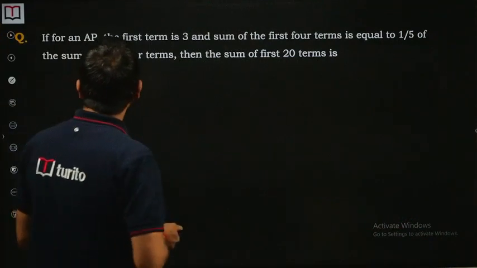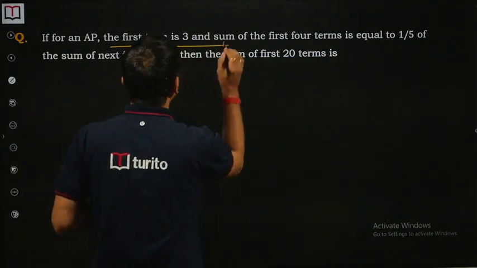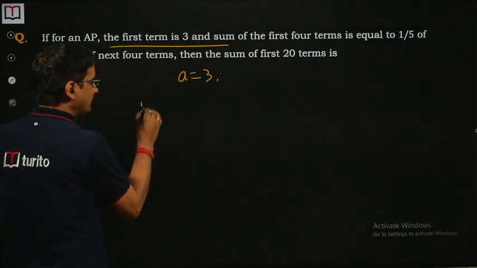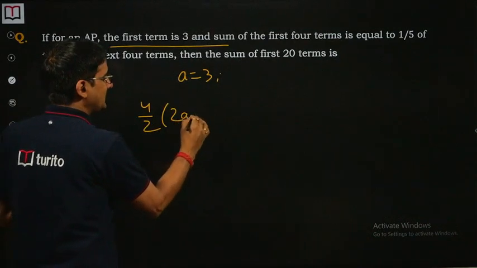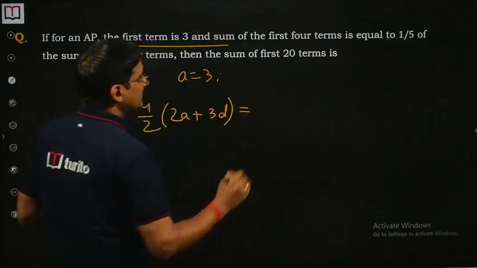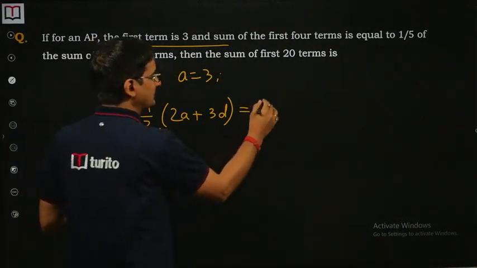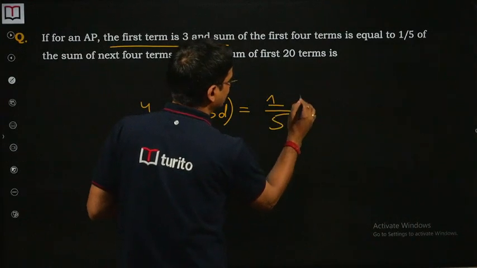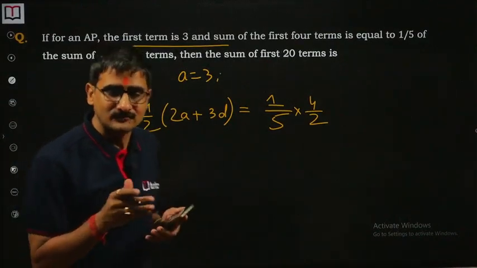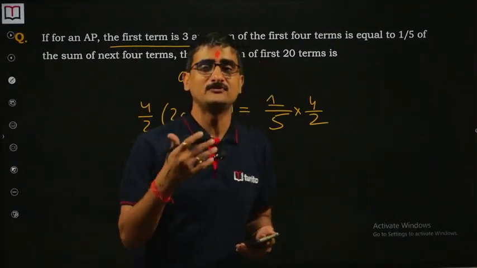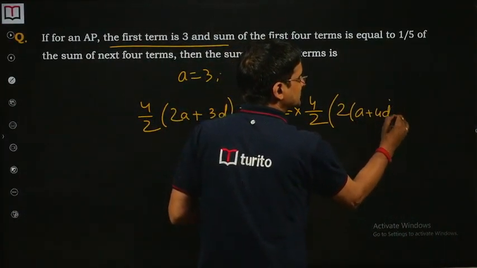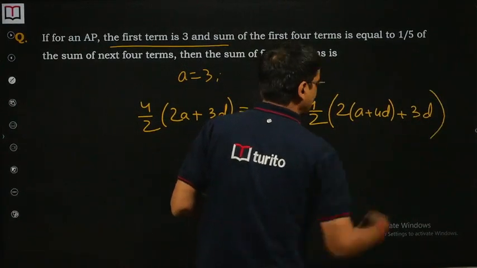Now moving to the next one: if for an AP the first term is 3, so A is 3, the sum of first 4 terms, so 4 by 2 times (2A plus (n minus 1) 3D), isn't that right, is equal to 1 by 5 of the sum of the next 4 terms. So for the sum of the next 4 terms, the first term for the AP of the next 4 terms will be the 5th term. Okay, so 2 times (A plus 4D) plus 3 times D, that's it.